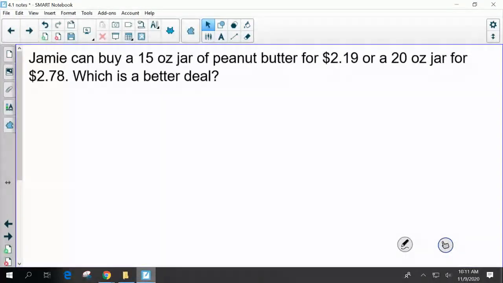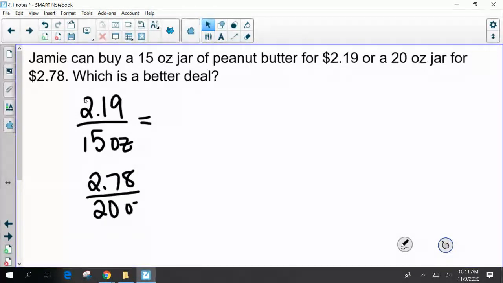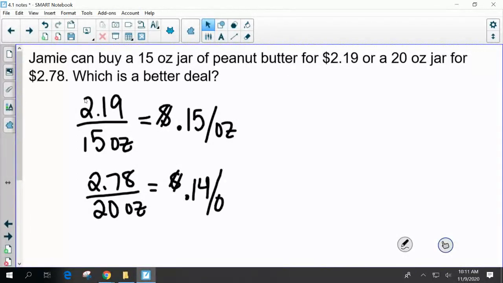All right, so if I calculate this with money over quantity, I have my 15-ounce jar of peanut butter for $2.19, and my 20-ounce jar is $2.78 for 20 ounces. So my $2.19 jar is how much per ounce? Okay, 15 cents per ounce. And my $2.78 jar is 14 cents per ounce. So really not that big of a difference, practically the same.